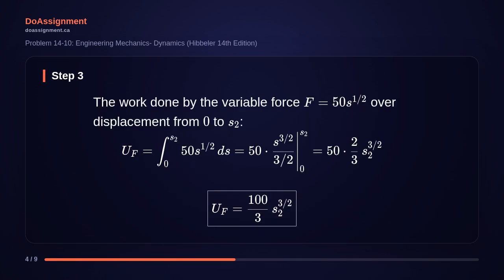The work done by the applied force is the integral from 0 to s sub 2 of 50 times the square root of s with respect to s. Integrating gives 50 times s to the 3/2 power divided by 3/2 evaluated from 0 to s sub 2. This simplifies to 100 over 3 times s sub 2 to the 3/2.